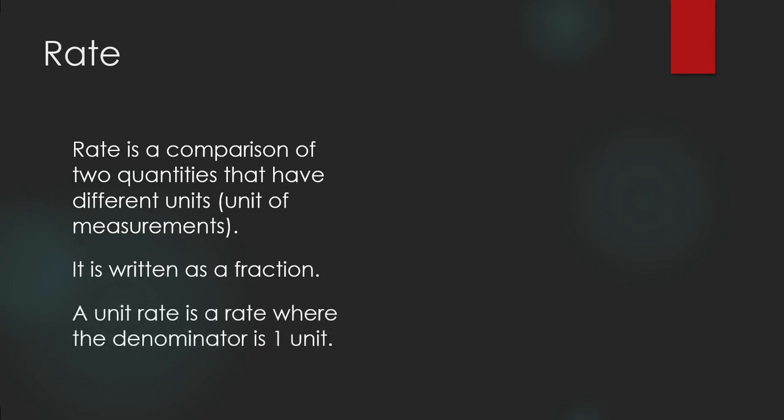A unit rate is a rate where the denominator is 1 unit. Often it is the unit rate that is most helpful when we are working with rates. These are examples of rates: 60 kilometers over 2 hours, 100 meters over 40 seconds, 5 inches over 4 years.